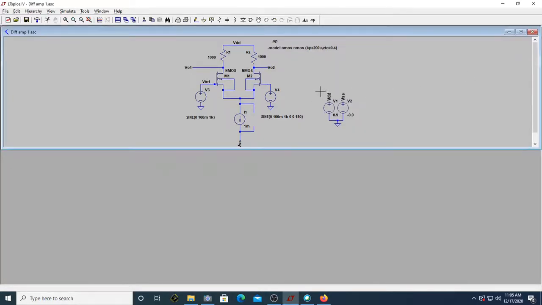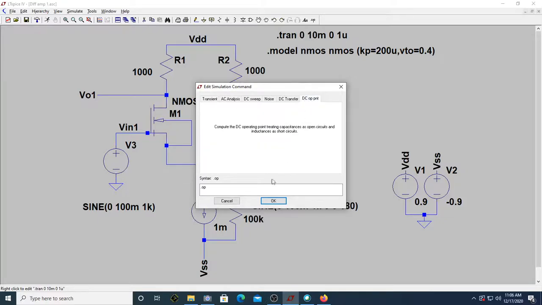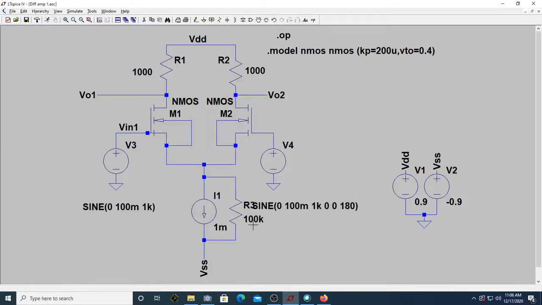Let me put the resistor and try to see what happens. Let me make this DC again. I put a resistor of 100k here. Let me save it and then run.